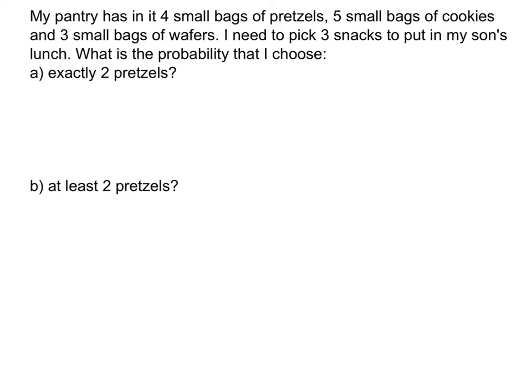So my pantry has in it 4 small bags of pretzels, 5 small bags of cookies, and 3 small bags of wafers. And I need to pick 3 snacks to put in my son's lunch. What is the probability that I choose?